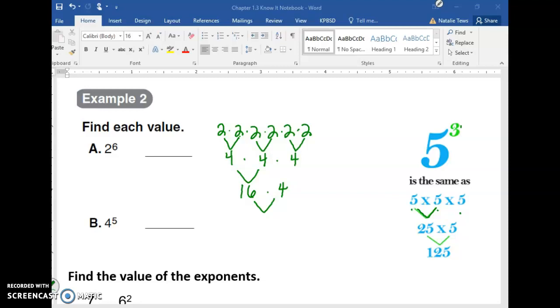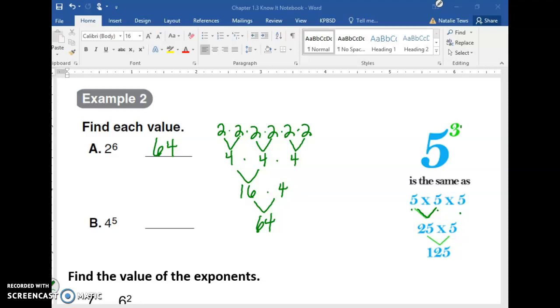64. Do I have a second person to verify that? I just did. Did you? 64. Okay, so it's been verified by 2 people, so I know my answer is 64. So when it's asking me to find the value, it wants me to solve it.